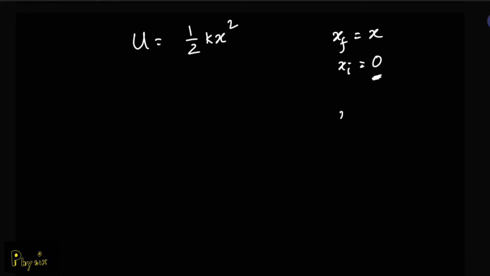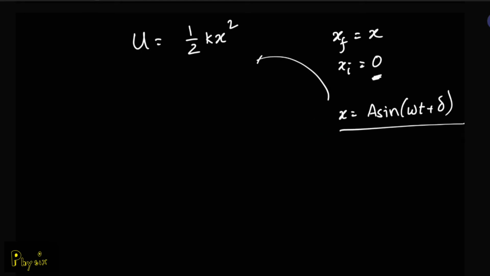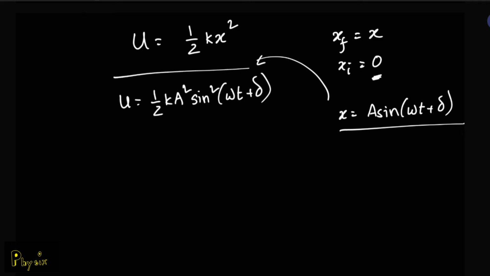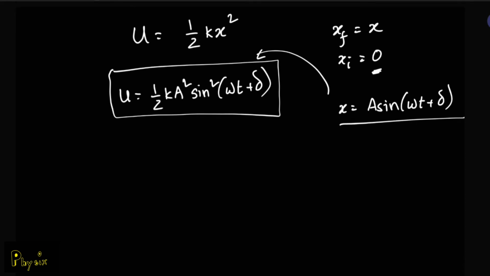Recall that x is again A sin(ωt + φ), right? If we input this over here, we have that U is half times k times A squared sin squared(ωt + φ). And this is the equation for the potential energy of a system in simple harmonic motion.